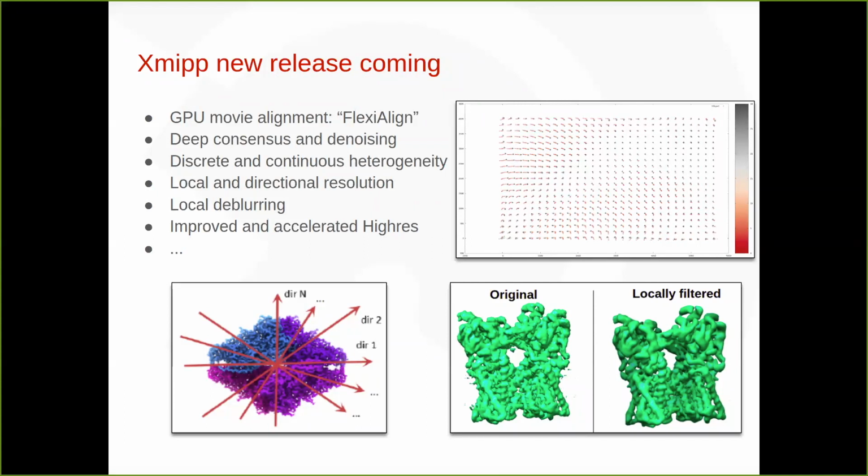There's stuff like this in the Scipion 2, but I think they have improved performance and results. And high res, for example, I think it has been improved as well and accelerated, and many other things. So Xmipp is coming with very nice new functionalities.